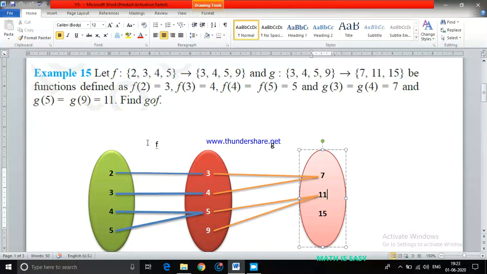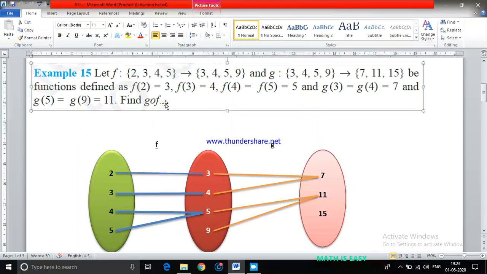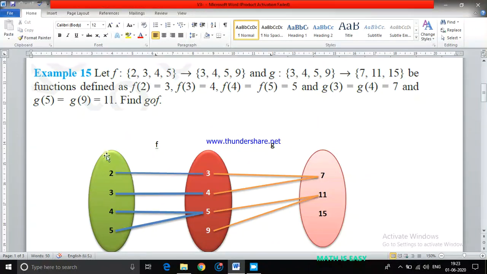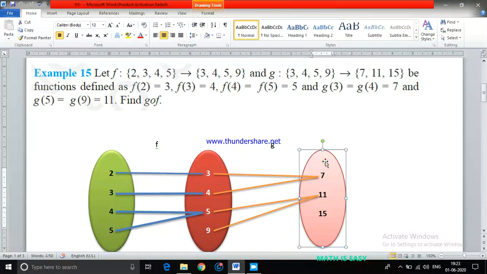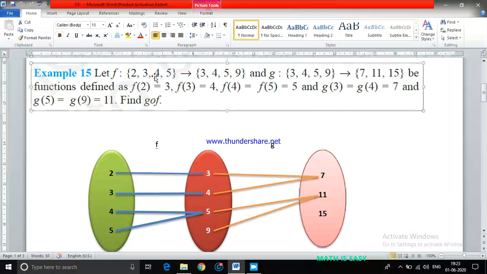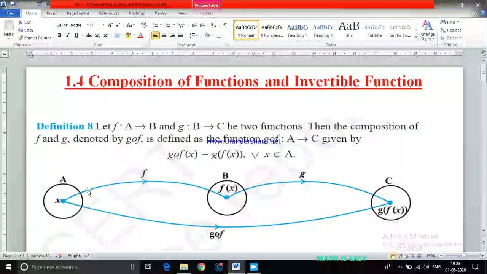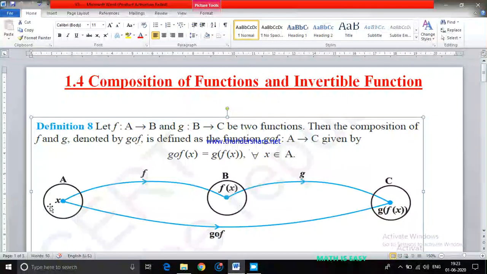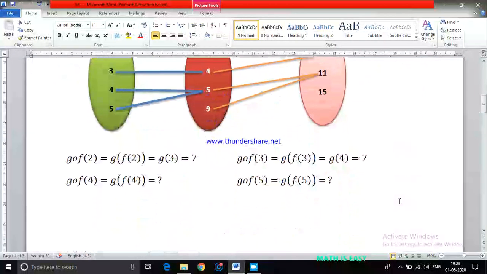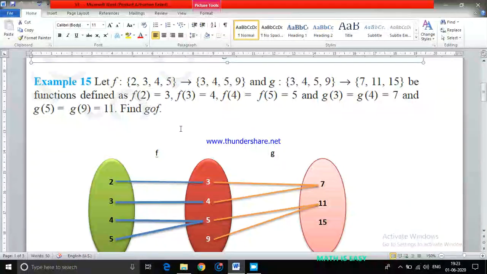Okay. Now g o f is a function. g o f is defined from this green circle to this pink circle, right? g o f is a function from this set to this set. That's what the definition says. If f is a function from A to B, and g is a function from B to C, then g o f is a function from A to C, the domain of the first function to the range of the second function. Why? Because, for example, g o f is given.